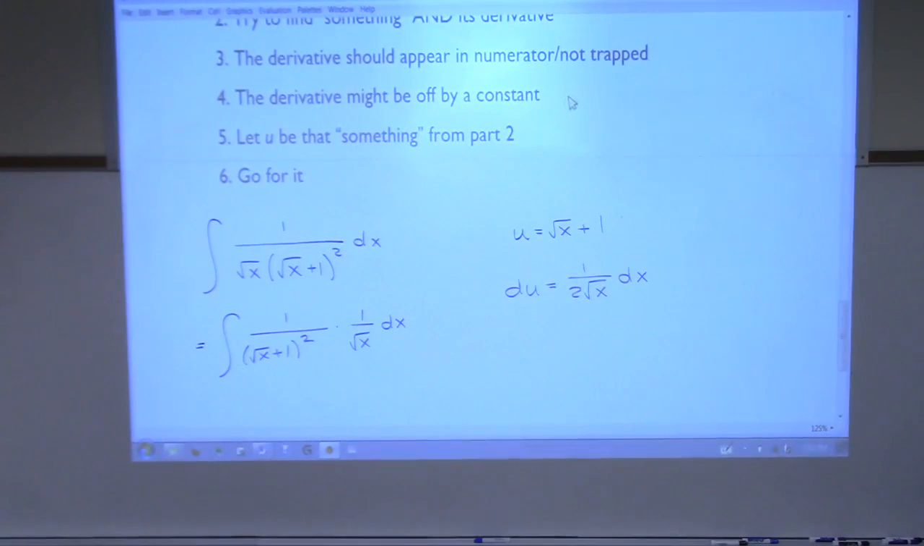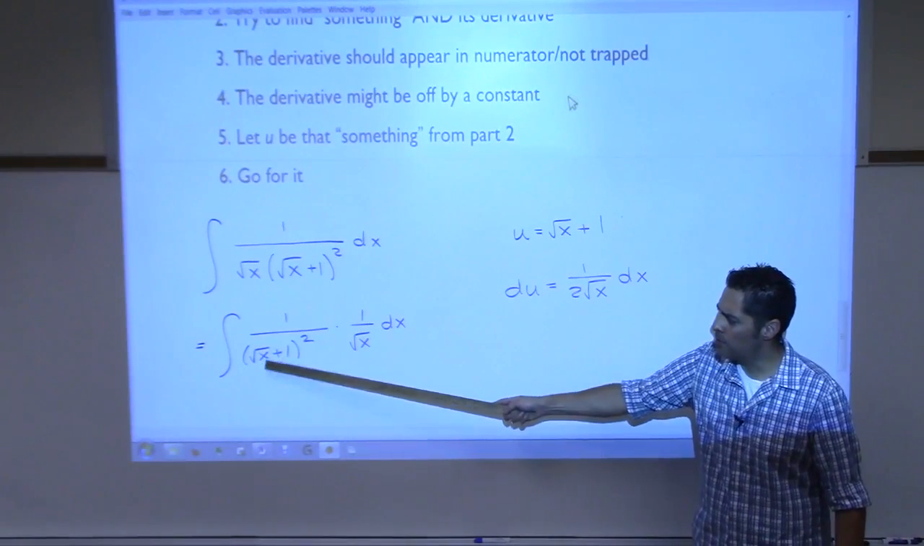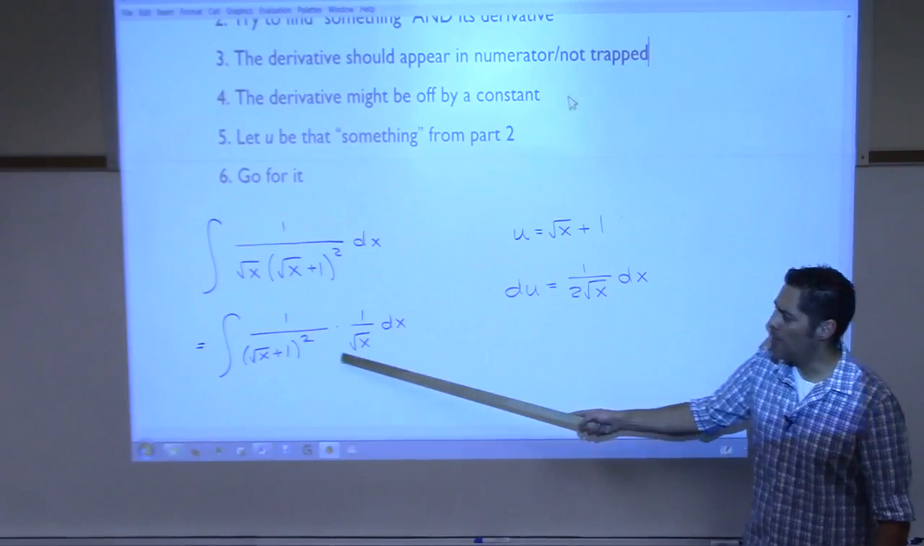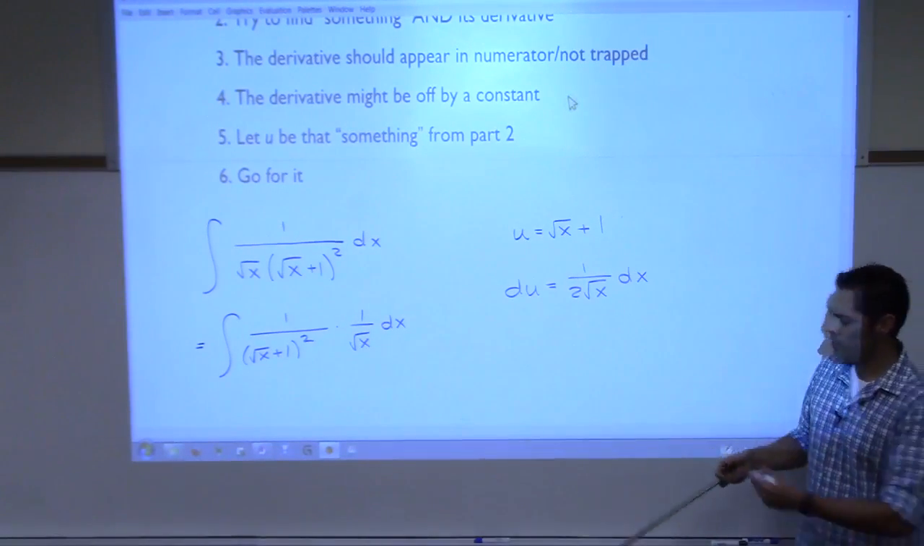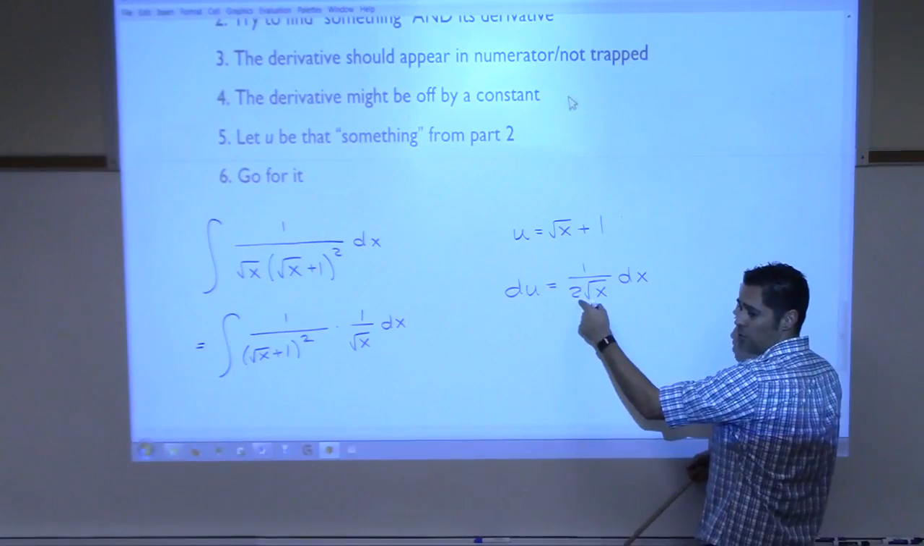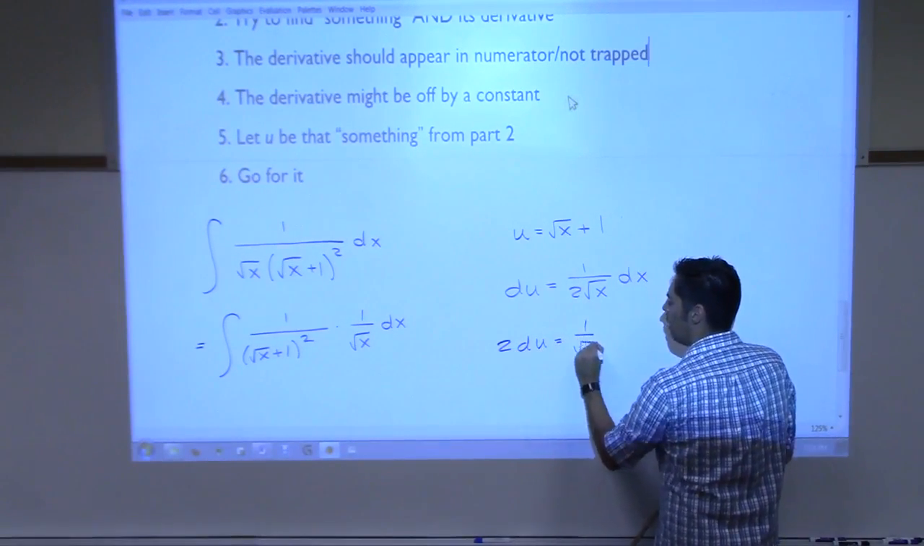It'd be different if you had something on top. That'd be a little bit of a different ball game. All right, so I'm going to replace this straight away with u. So this is going to become 1 over u squared. And then this I'm going to replace with 2 du. Remember, we have to clear that 2 out again. So 2 du is 1 over root x dx.